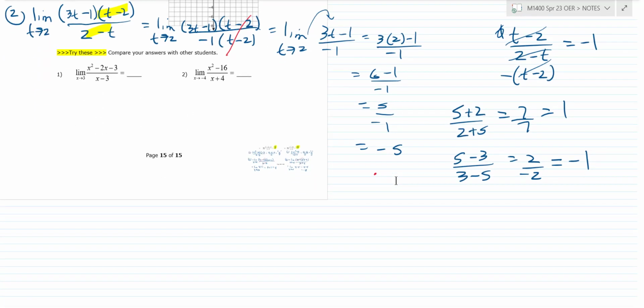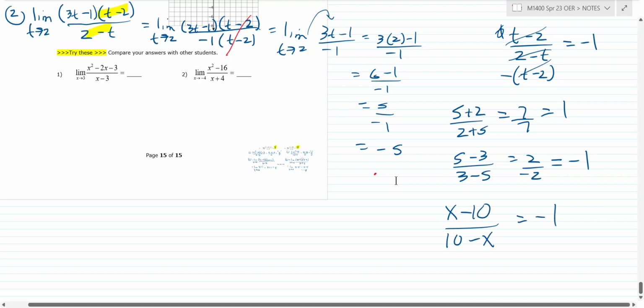So you can learn to handle this situation this way. If you saw that you had x minus 10 over 10 minus x, that's negative 1. So when you cancel that out, you're not removing 1, you're removing a negative 1. So that negative is left over. Hope that helps a little bit.